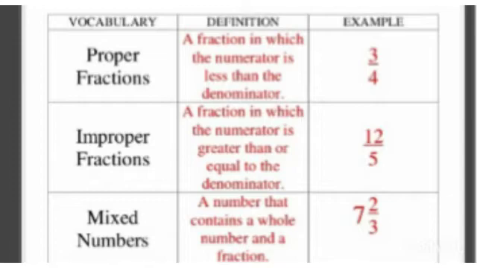Next, mixed fraction. A number that contains a whole number and a fraction. Here the whole number is 7, and 2 by 3 is the fraction. This is called a mixed fraction. 7, 2 by 3.